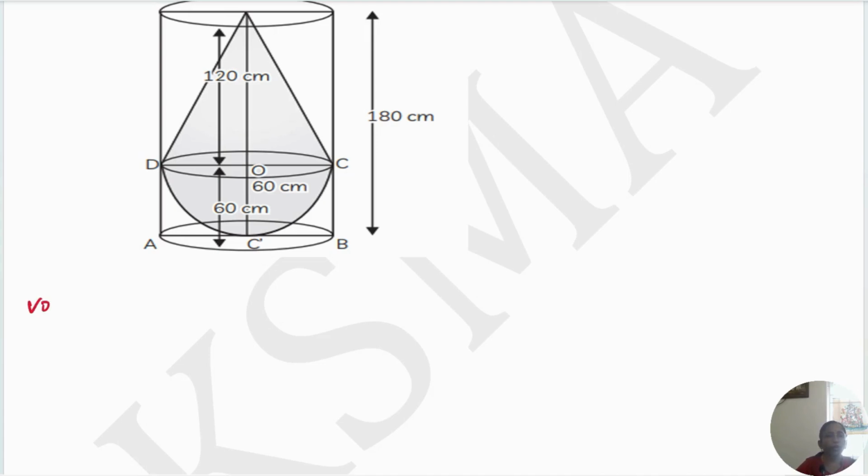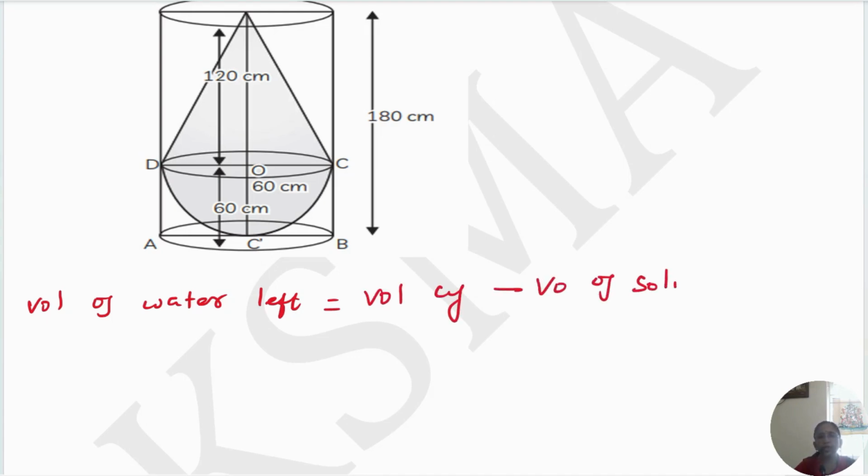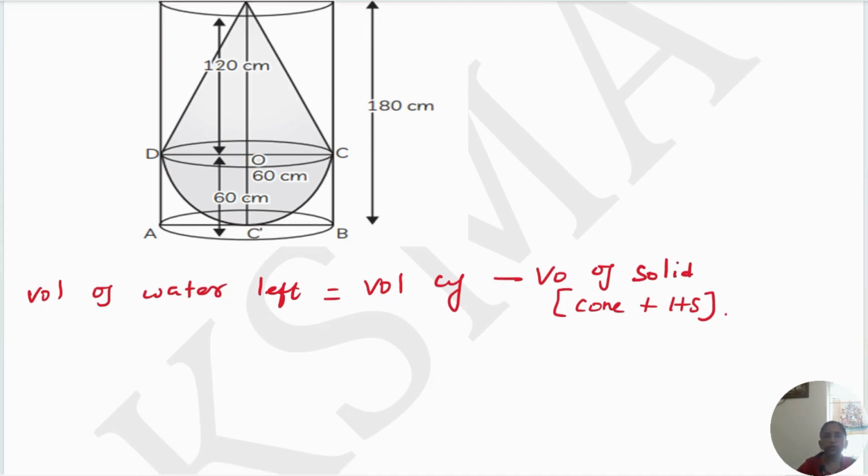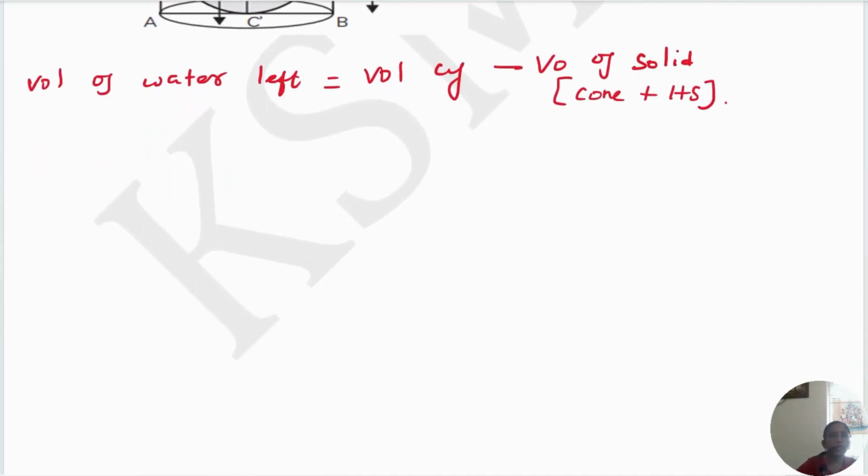So the volume of water left is equal to volume of the cylinder minus volume of solid. So solid in this case is cone plus hemisphere: volume of the cone plus volume of the hemisphere. So now you have to find out the volume of the solid using the corresponding formula.